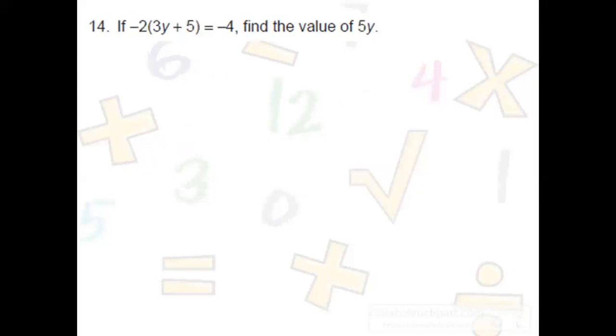Finally, to the last question. If negative 2 times (3y plus 5) equals negative 4, find the value of 5y. The first step first, always. So solve for y. This question has y. I have been searching so many x's now, so I get the flow very quickly with x. Okay. Minus 2 multiplied by 3y will give you a minus 6y. Then minus 2 multiplied by positive 5 will give you a negative 10.